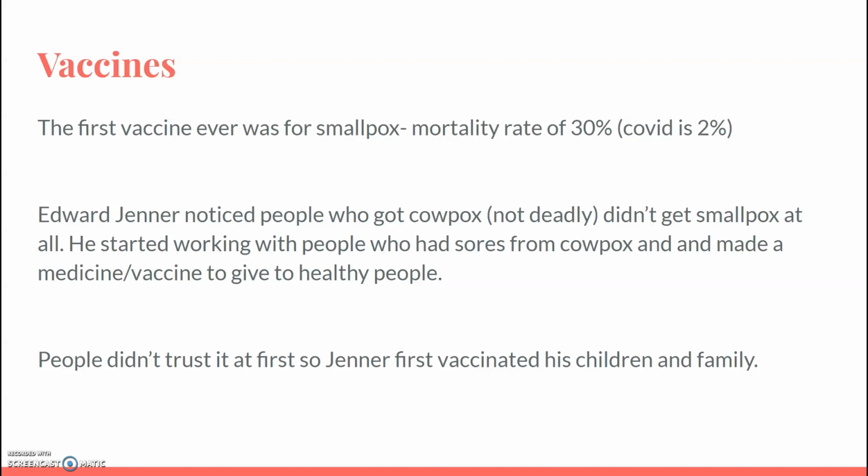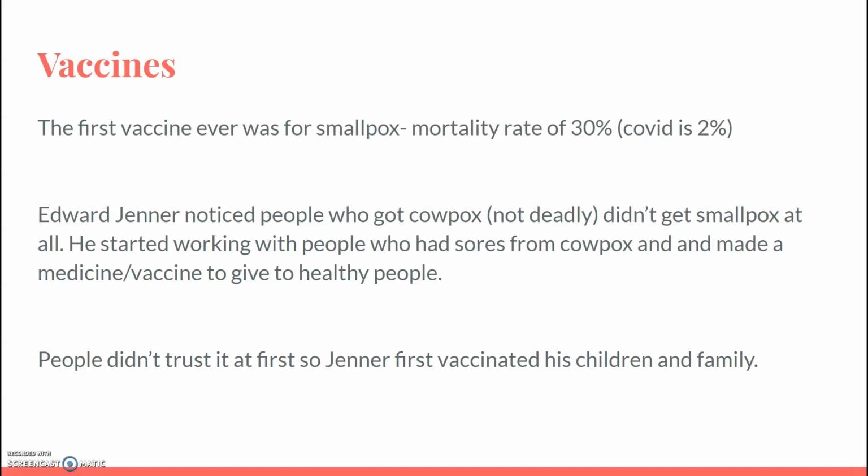If you have a bacterial infection, you can take an antibiotic and that would get rid of the bacteria that you're infected with. But the first vaccine that was ever created was for smallpox, and that had a mortality rate of 30%, meaning 30% of everyone who got it died. COVID is 2%, just for comparison, because you just lived through a pandemic, and COVID had a mortality rate of 2%, and smallpox was 30%.